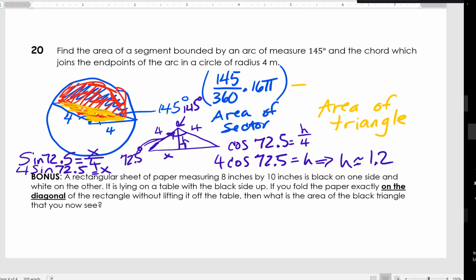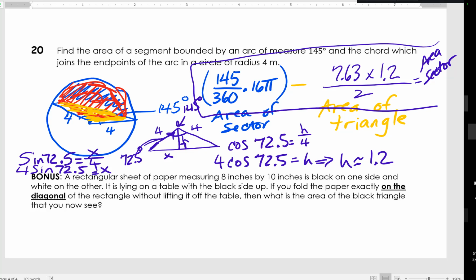So base of the triangle, 7.63, times the height of the triangle, which is 1.2, divided by 2. Base times height over 2. All right, so now you just punch all that into your calculator, and that's going to give you the area of the triangle. I'll leave that to you to punch that into the calculator. This whole thing, area of the sector, sorry, I think I said sector, and that's segment. All right, so area of the sector minus area of the triangle.